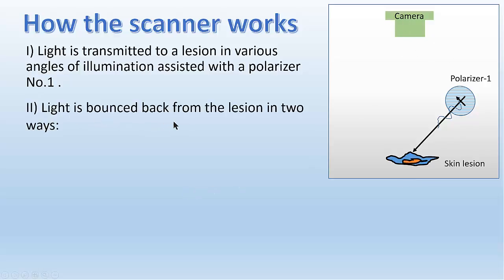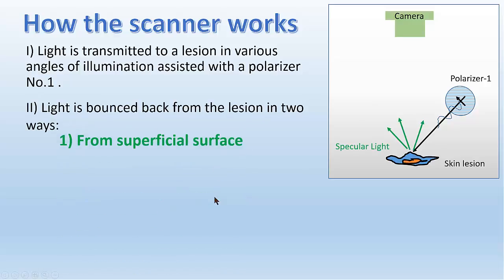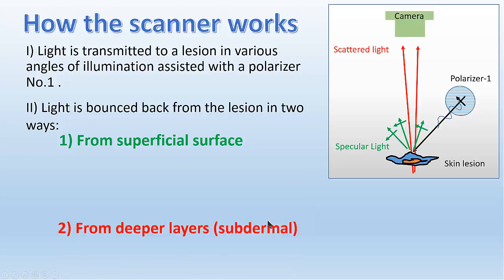The light is bounced back from the lesion in two ways. One is from the superficial surface, which is less interesting for us because the distortion underneath the skin that can end in cancer is underneath the lesion. So we would like to understand what's happening there. Another feature of this specular light is that its oscillation is just like the source, so it's not interesting for us, but we can use it to block it.